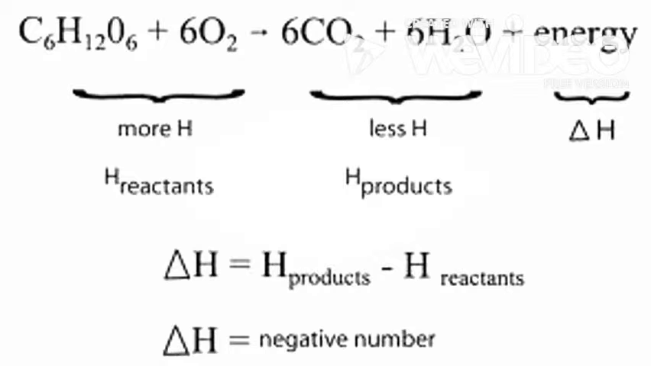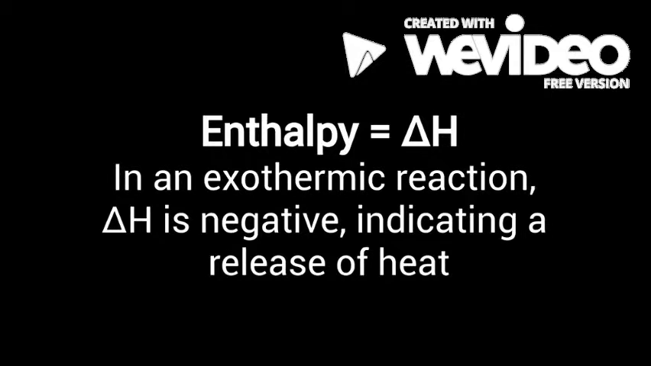In an exothermic reaction, the products have less enthalpy than the reactants, and using the equation shown, enthalpy is negative, equaling an exothermic reaction. In this example, glucose and oxygen react, yielding water, carbon dioxide, and energy. Energy is a product. Therefore, this reaction is exothermic. Enthalpy equals delta H. In an exothermic reaction, delta H is negative, indicating a release of heat.